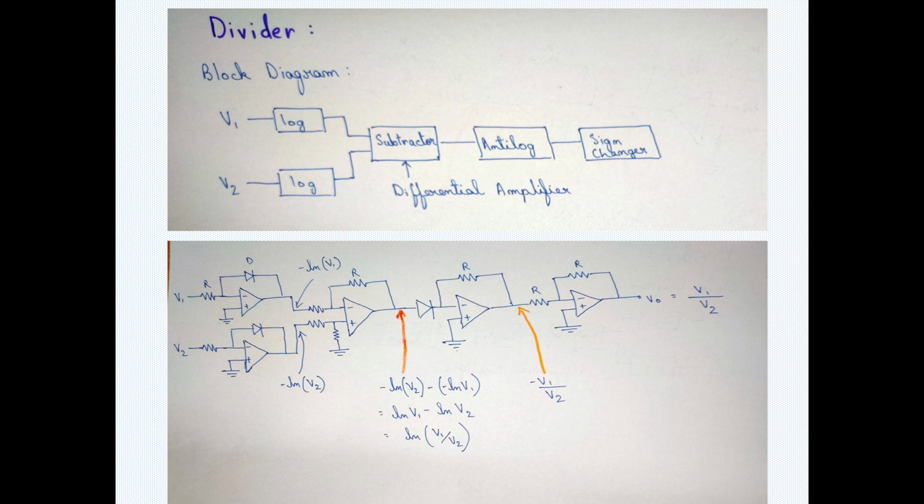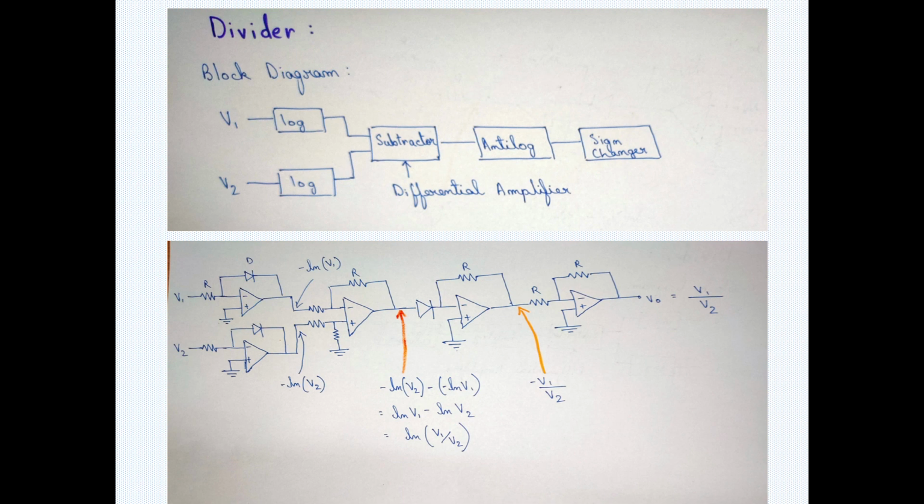Here we have the op-amp divider circuit. We have two inputs here, V1 and V2. The inputs will first go to the inverted log circuit, which will take the log of the respective inputs, and the sign will change from positive to negative since the amplifier is an inverted amplifier. After this, the outputs we get from the log amplifiers will go to the subtractor amplifier. They will subtract the two inputs.